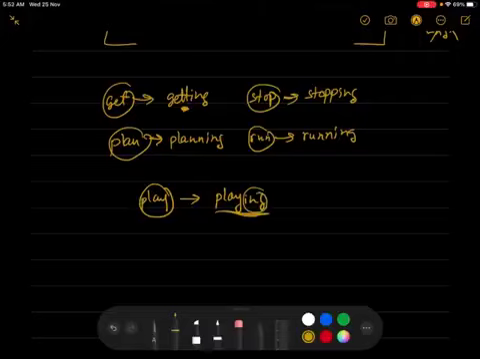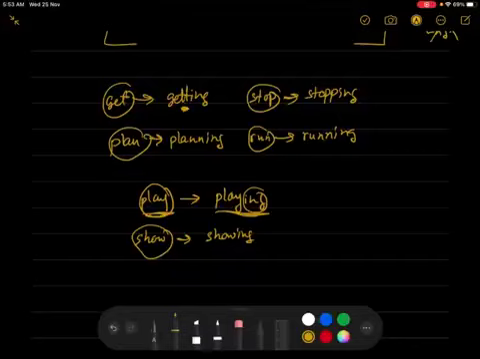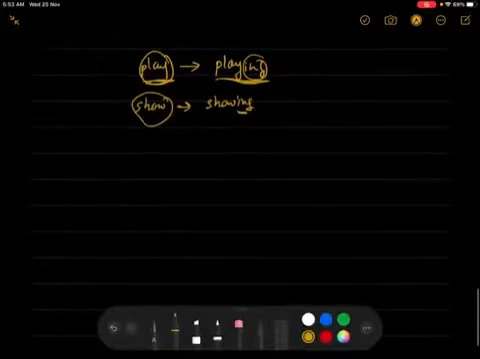So we don't duplicate the y. We don't duplicate the y because, although the original verb has short pronunciation, it means one syllable verb, we do not double the final y, and also we do not double the final w. We have show, so showing. We do not double w, we do not double y. Okay.